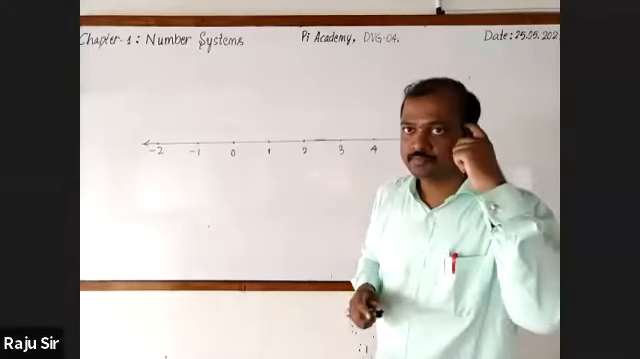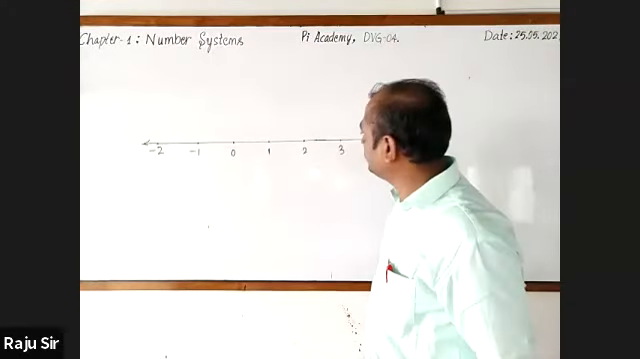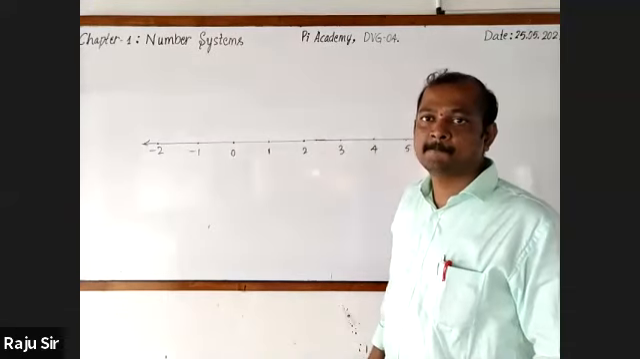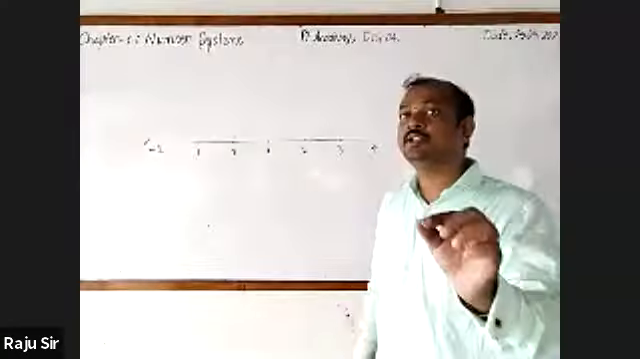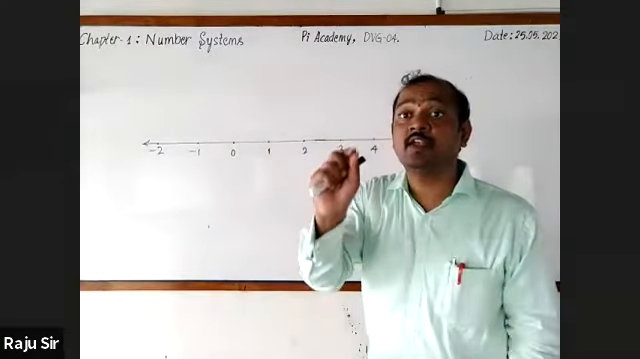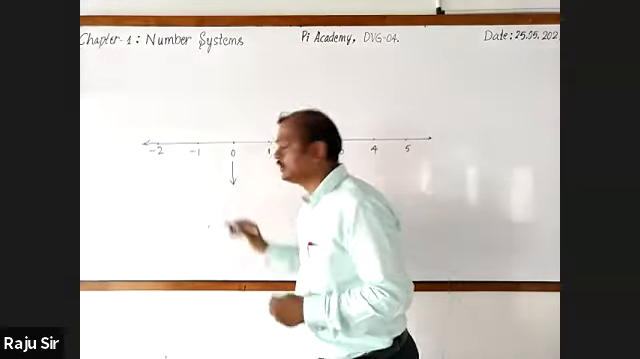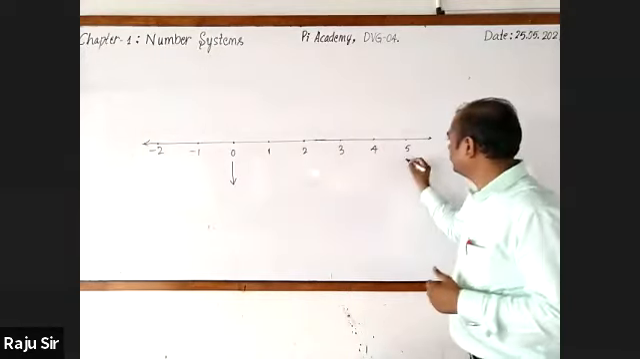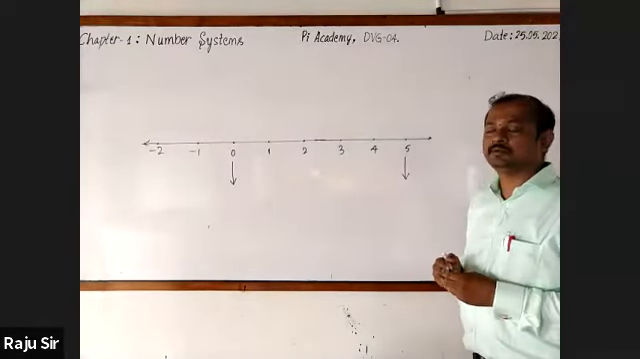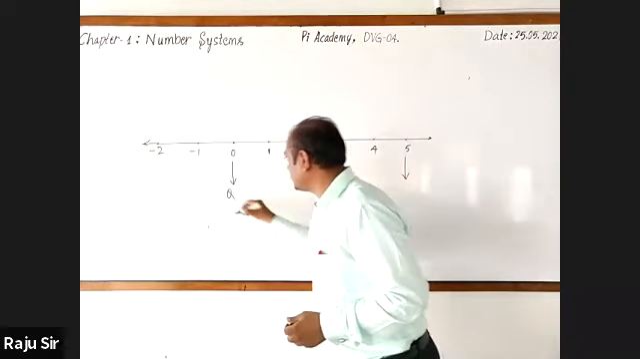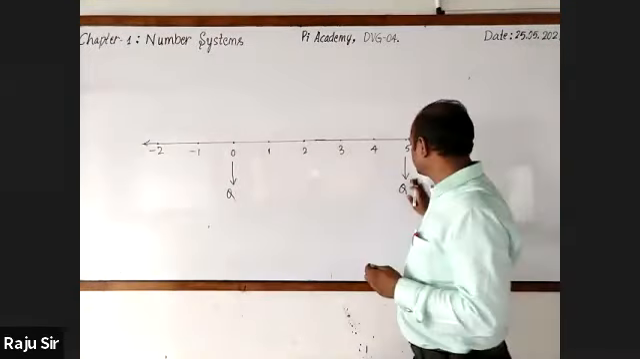Here, could you tell, is there any number which is not rational? No, sir. All are rational numbers. Look here. I take 0 as a rational number. Then 5 is also a rational number. 0 is a rational number. 5 is also a rational number.